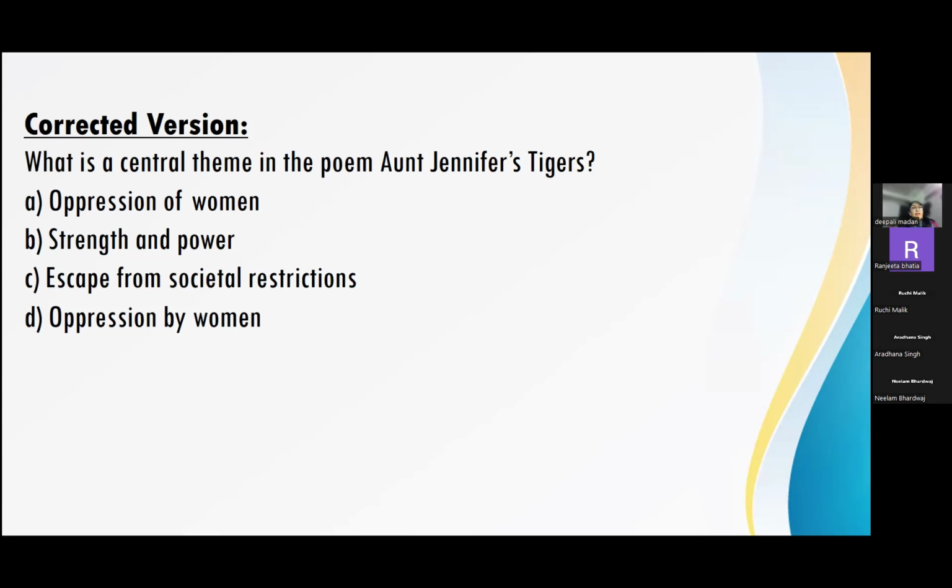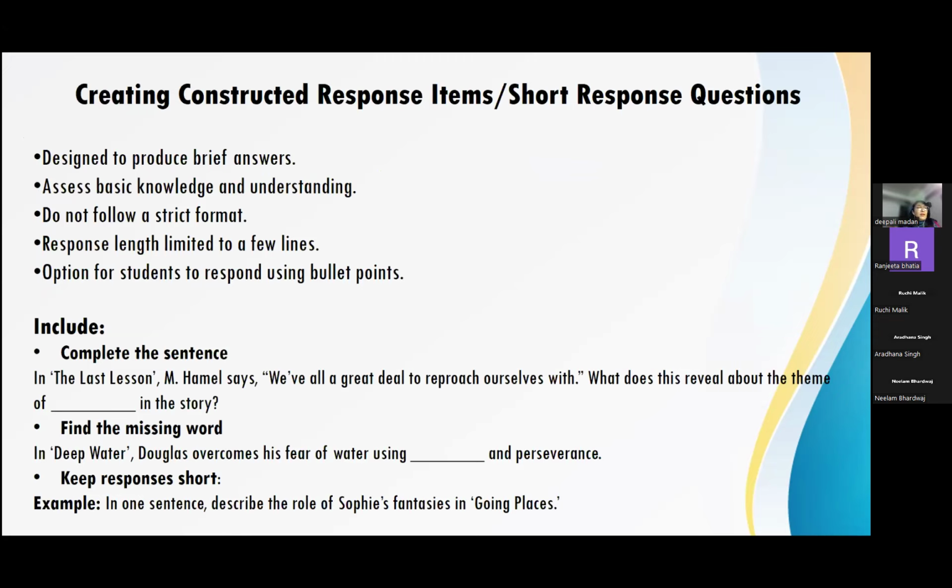And okay, your next slide is showing you the corrected version. What is the central theme of the poem Aunt Jennifer's Tigers? It is oppression of women, strength and power, escape from societal restrictions, or oppression by women. So this is how we should take care in framing these kinds of questions.